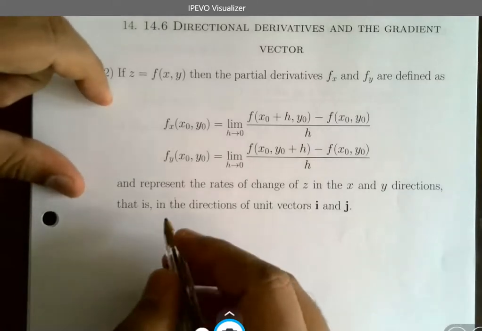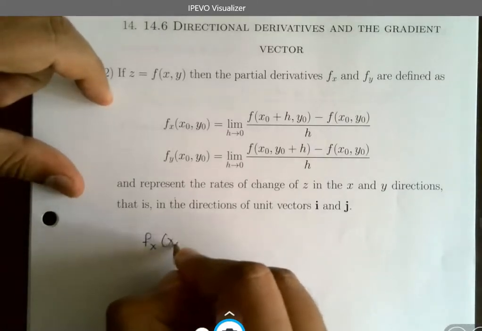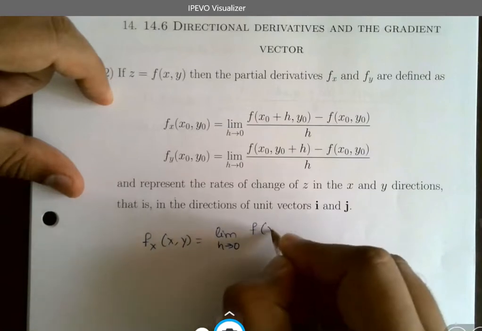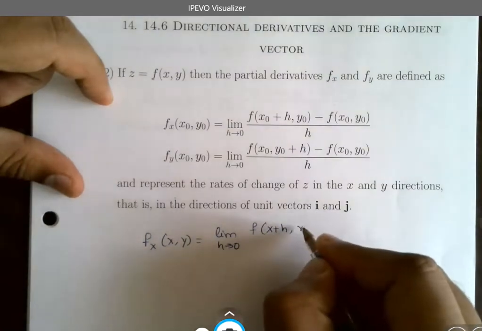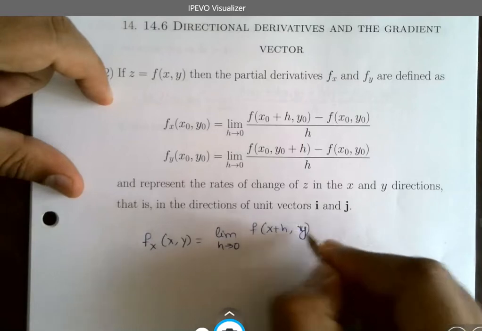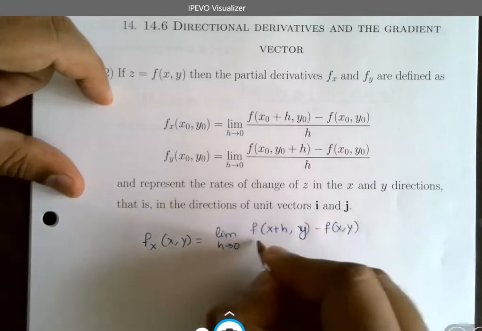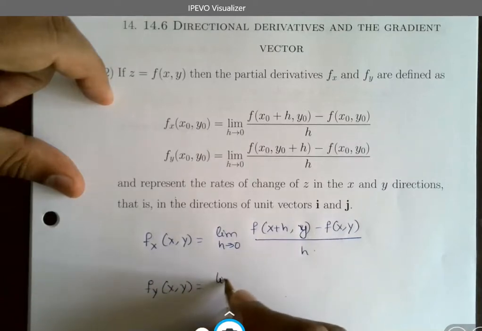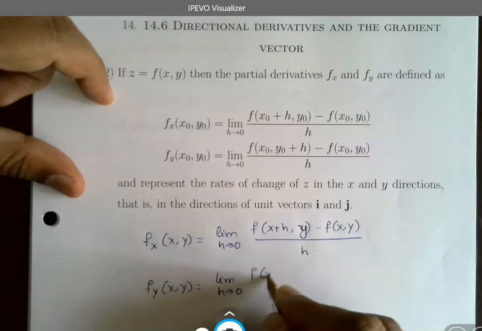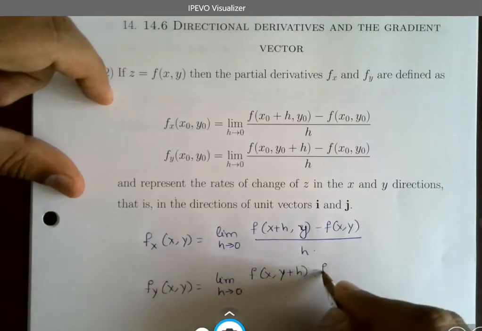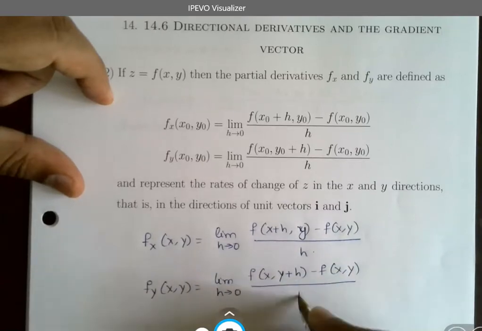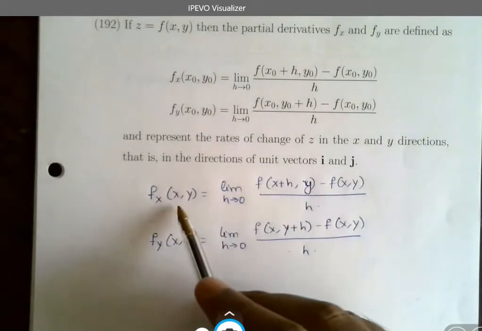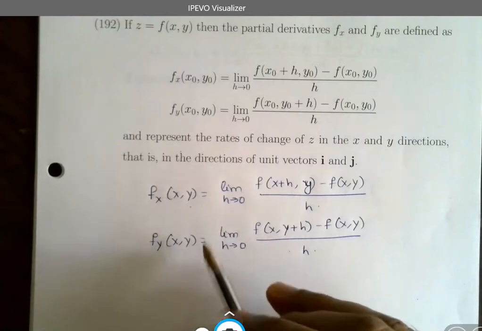Now you can also write this as, let's say I have fx of (x, y), then I can write this as the limit as h goes to 0 of f(x + h, y) minus f(x, y), divided by h. And I can also write fy of (x, y) as the limit as h goes to 0 of f(x, y + h) minus f(x, y), all over h. Now these represent the rates of change of the function z in the direction of x and also in the direction of y.